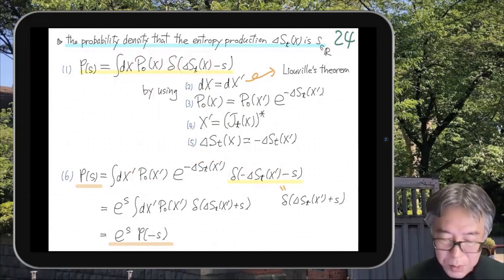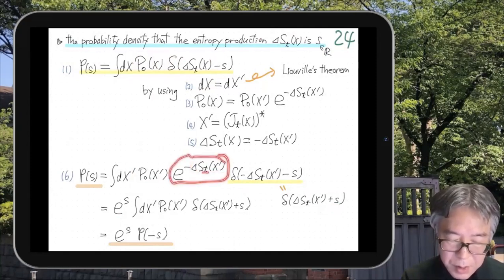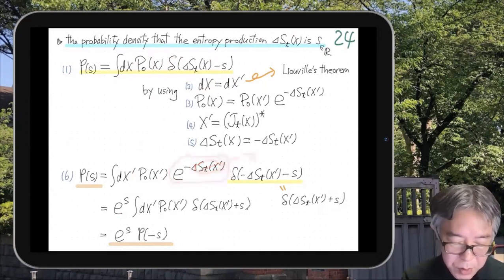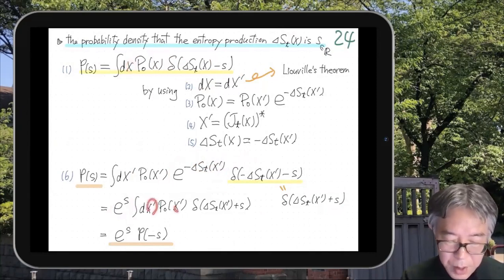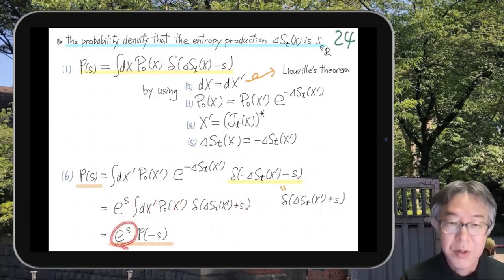Of course, since the delta function is an even function, you can write it like this. Now, because of the delta function, this S(x prime) is always equal to minus s. So this can be replaced by minus s, and you can put it out here. Then what remains inside the integral is exactly the same as this. Simply this dummy variable x becomes x prime, and this minus s becomes plus s. So this is precisely P of minus s, with this extra factor.